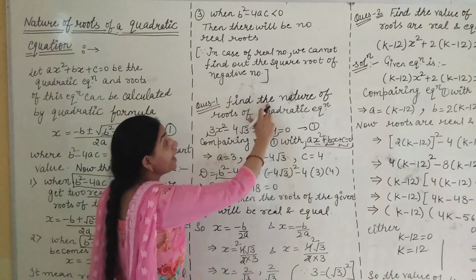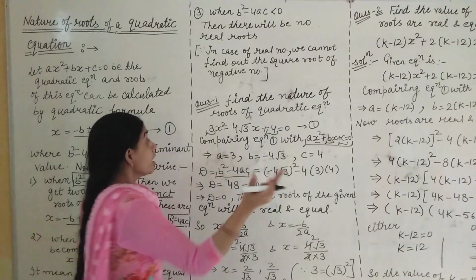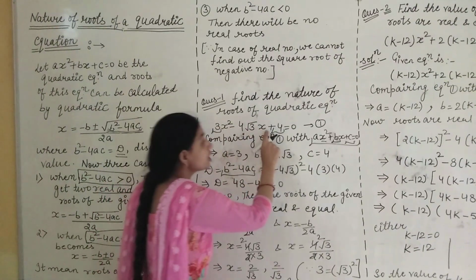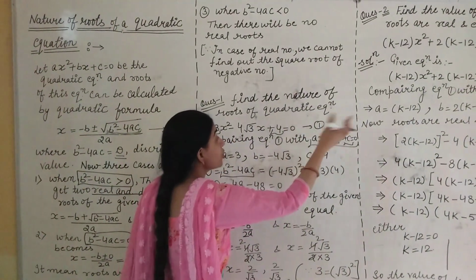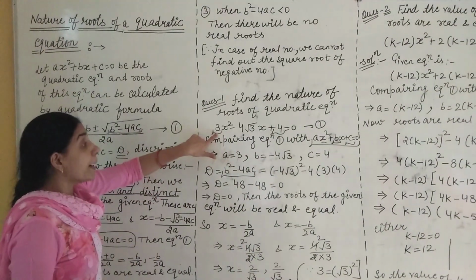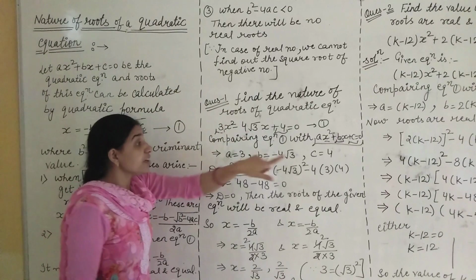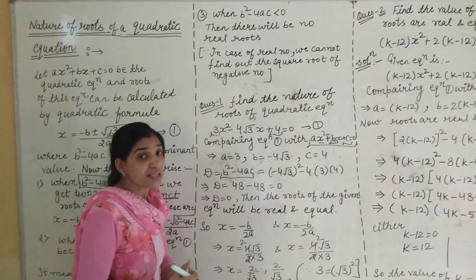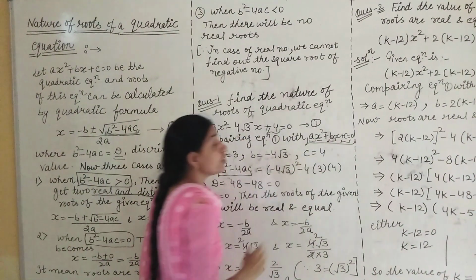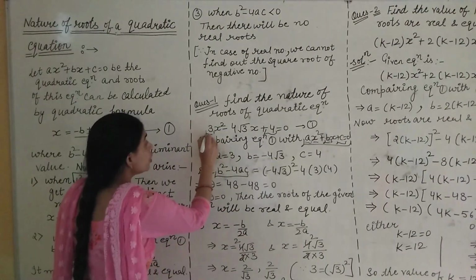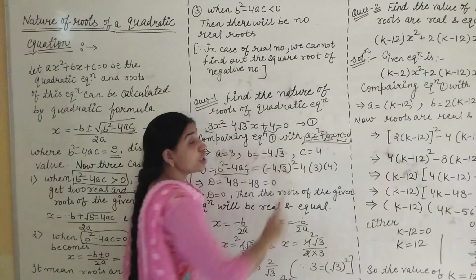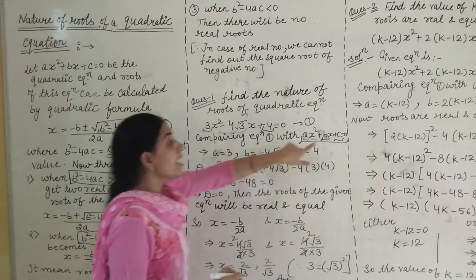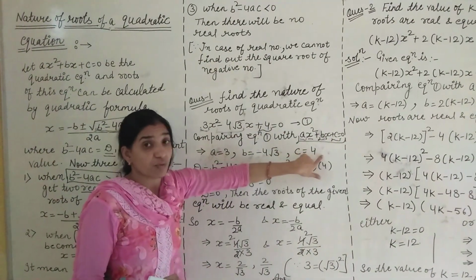Now let's solve some questions numerically. First question: find the nature of the roots of the quadratic equation 3x square minus 4 under root 3 x plus 4 is equal to 0. Suppose this equation is 1. Comparing equation 1 with the general equation ax square plus bx plus c is equal to 0, calculate the values of a, b, c. The value of a is the coefficient of x square with sign, so a is equal to 3. The value of b is the coefficient of x with sign, so b is minus 4 under root 3, and c, the constant term, is equal to 4.